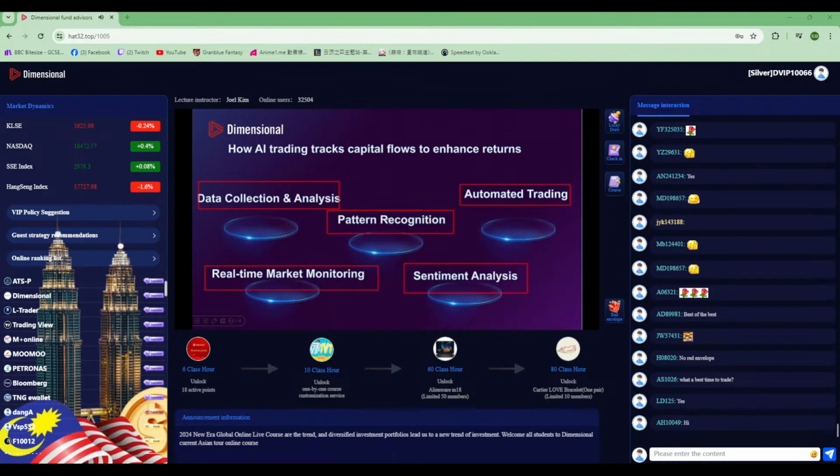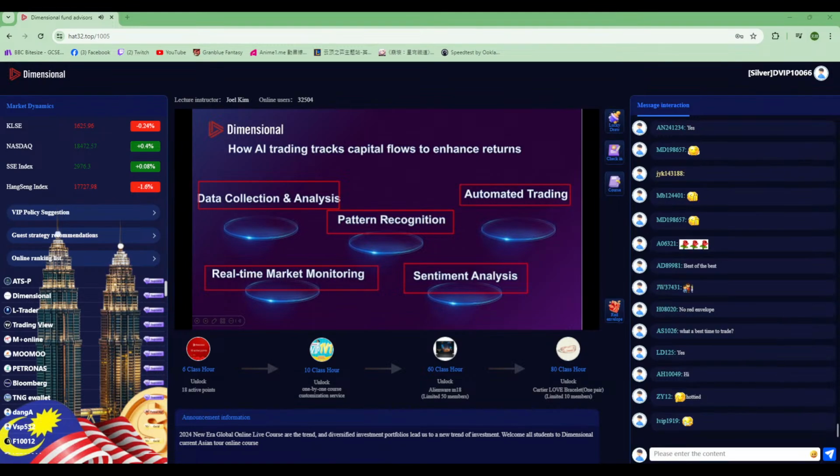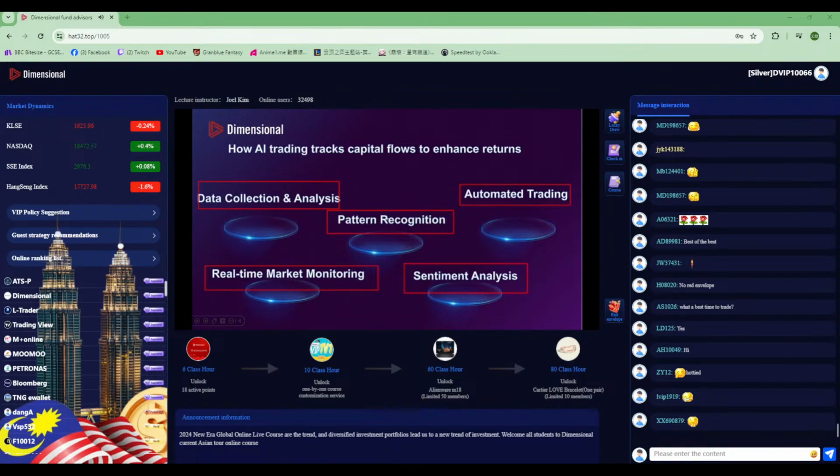Okay, the last but not least, which is the sentiment analysis. AI can analyze sentiments on news and social media platforms, and combining with capital flow data to predict the market trends. And let me tell you why. By analyzing news articles, social media posts, and other textual data, AI can assess market sentiment and incorporate it into capital flows analysis.